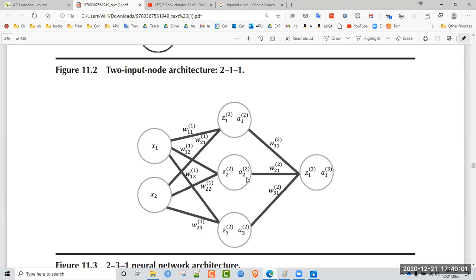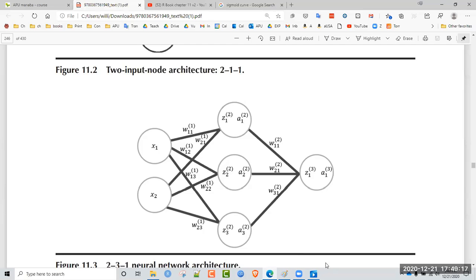How do we get this A2? We take this value, and we figured out how we're going to get that value. And we put this value into sigma. That's what we mean by A2. And what do we mean by A3? We take this value and put it into sigma, and we get this.